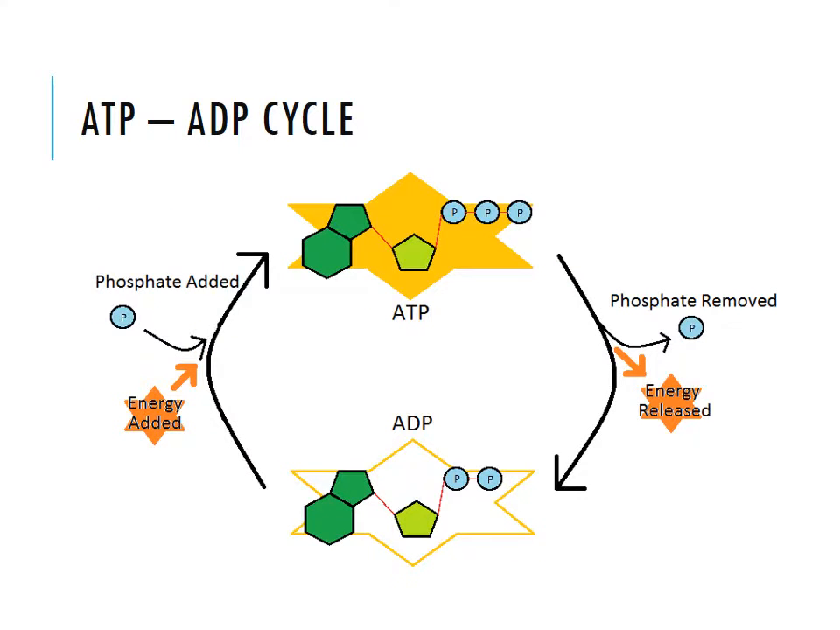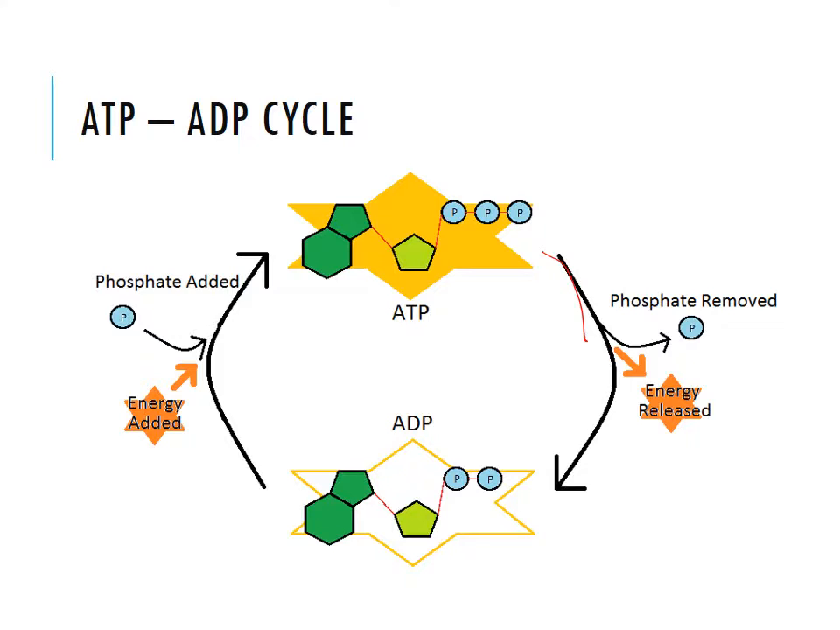So the cycle between ATP and ADP is seen here. We start off with ATP, a high energy molecule. It's got the three phosphates. And then, as we follow down through here, we can see we remove that phosphate, we release our energy, and this now becomes ADP. There's only two phosphates here.